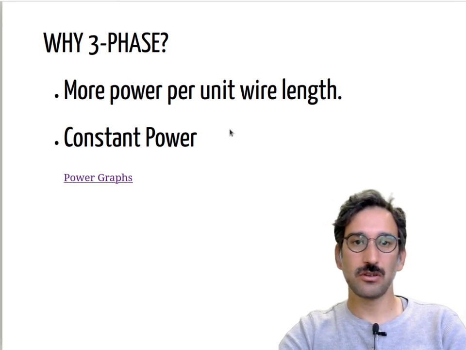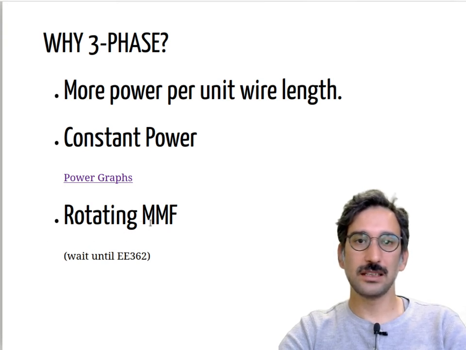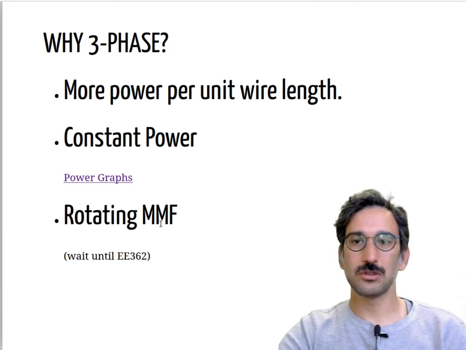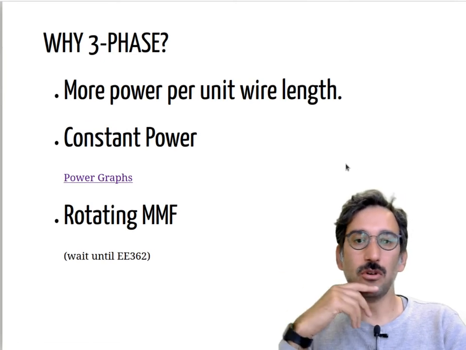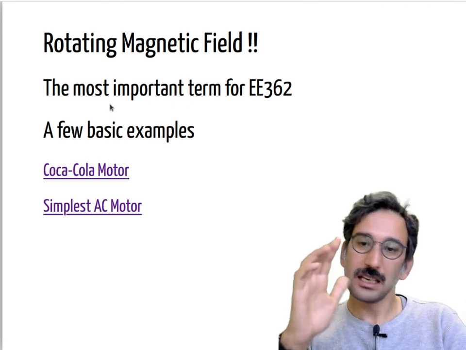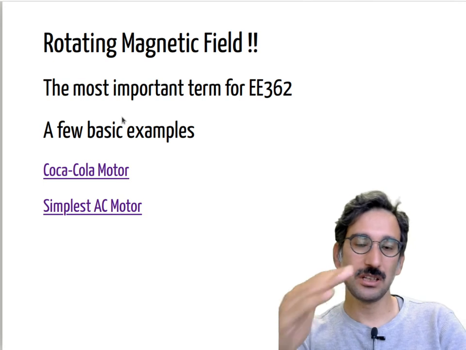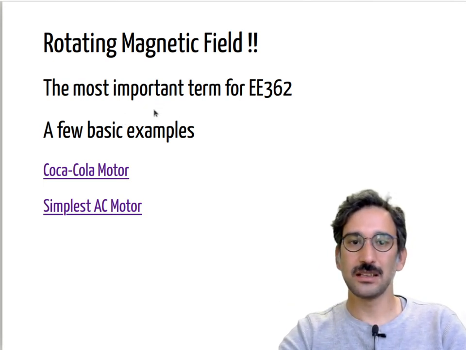The most important concept for this course was the rotating MMF, or rotating magnetic field. You can generate a rotating MMF with a three-phase system, and that rotating MMF concept is the main idea of all AC machines. So what does it mean? If you would like to remember just one thing from this course in the future, please remember that rotating magnetic field that we will discuss in this video.